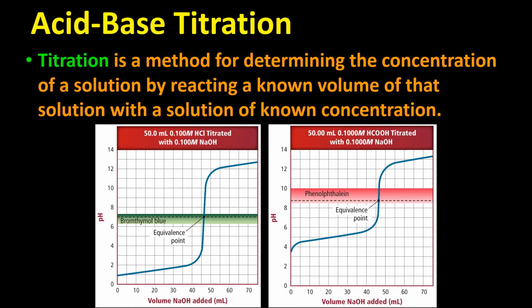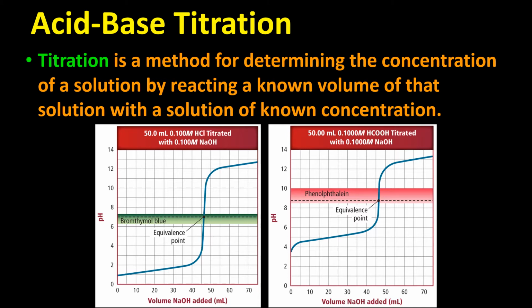So a titration is a method for determining the concentration of a solution by reacting a known volume of that solution with a solution of known concentration. So for example, we could have an acid that we don't know its concentration, and we could have a base that we do know its concentration. Well, what we could do is react those two together, and by paying attention to the volumes, we can determine the concentration of the unknown acid.